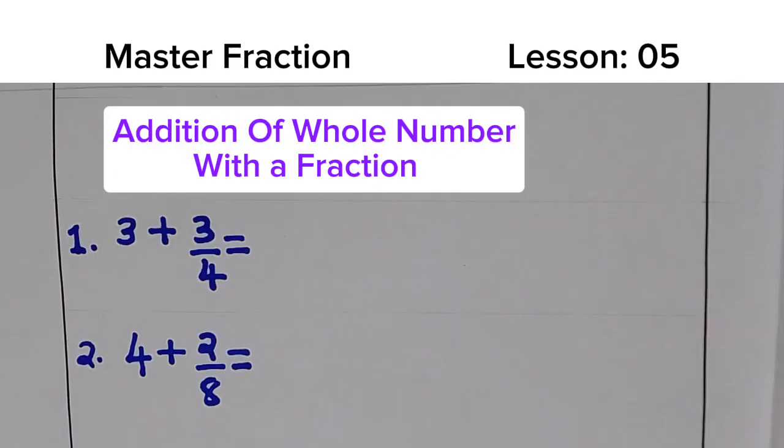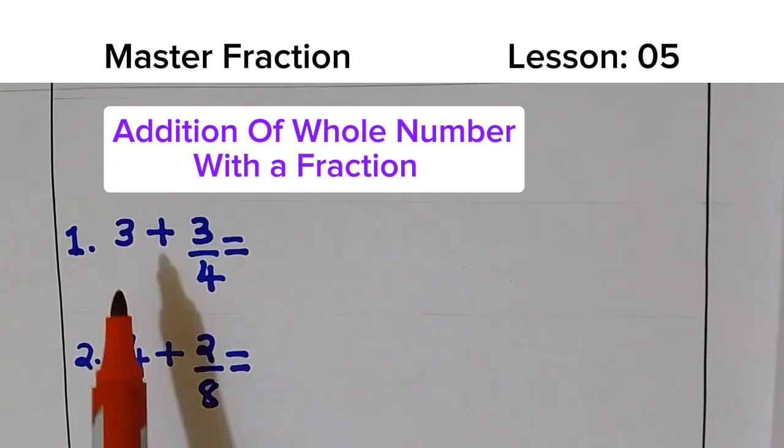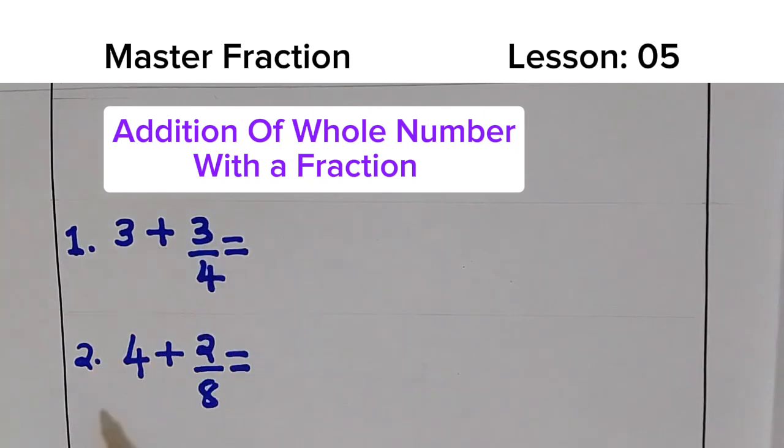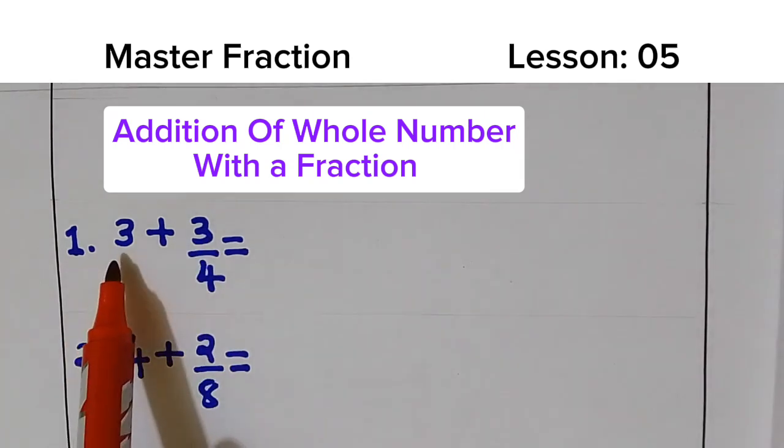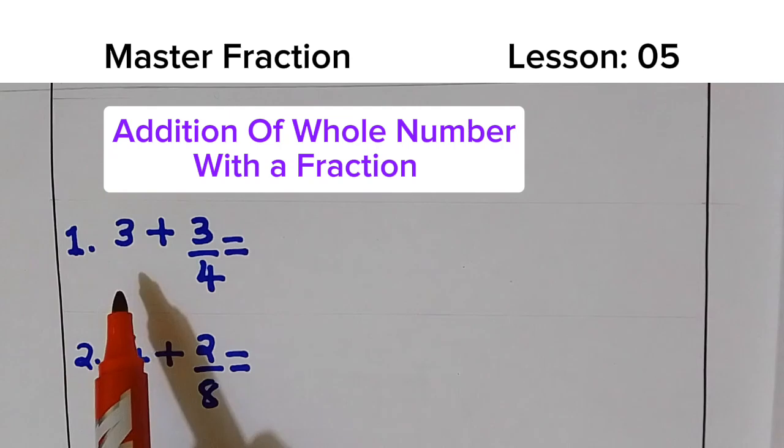Today we are going to work with fraction lesson 5 and we are going to add the whole number with a fraction. Straight, let's go to question number 1. We are given 3 plus 3 over 4. First, we are going to make the whole number a fraction. So we are going to put it over 1.